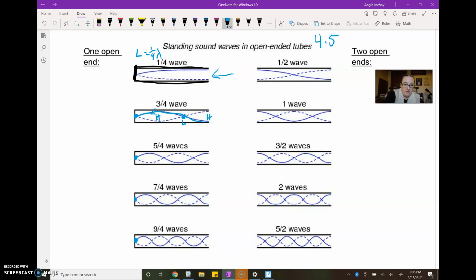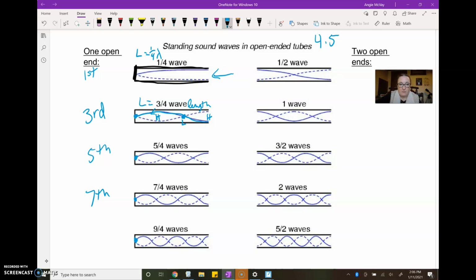Okay, here, the length of the pipe equals 3/4 of a wavelength, and so on and so forth. All right, so for one open end, these harmonics aren't as simple as first, second, third, fourth. We actually call them the first harmonic, the third harmonic, fifth, and seventh. Okay, so there's no 1, 2, 3, 4, 5.